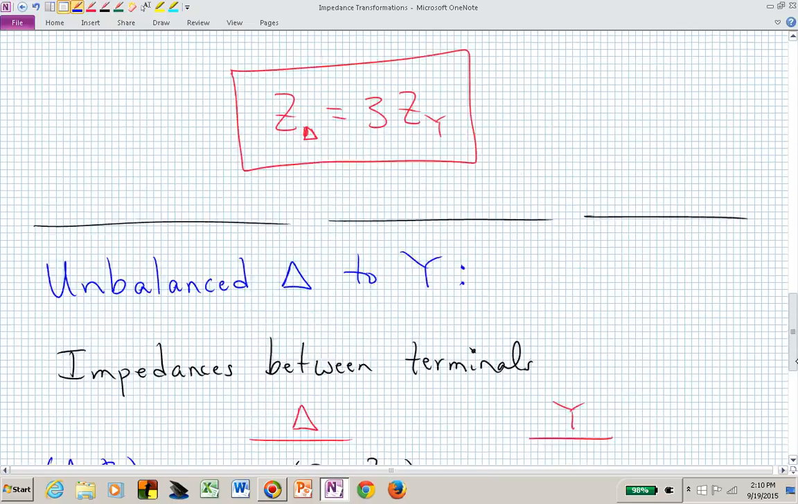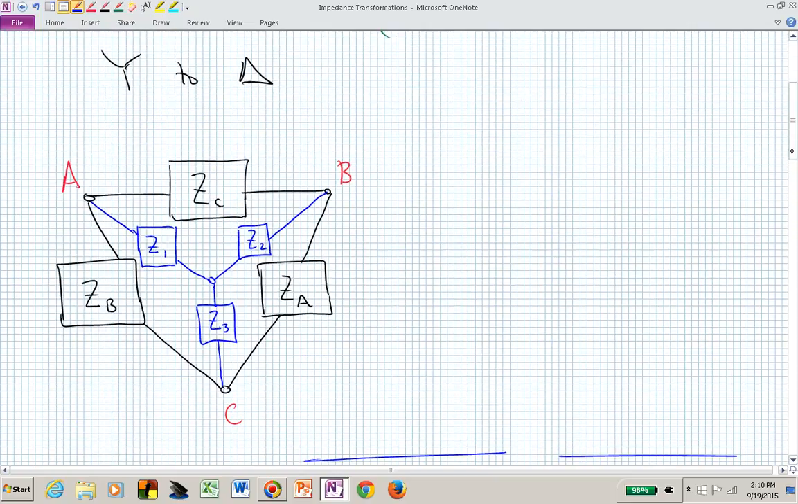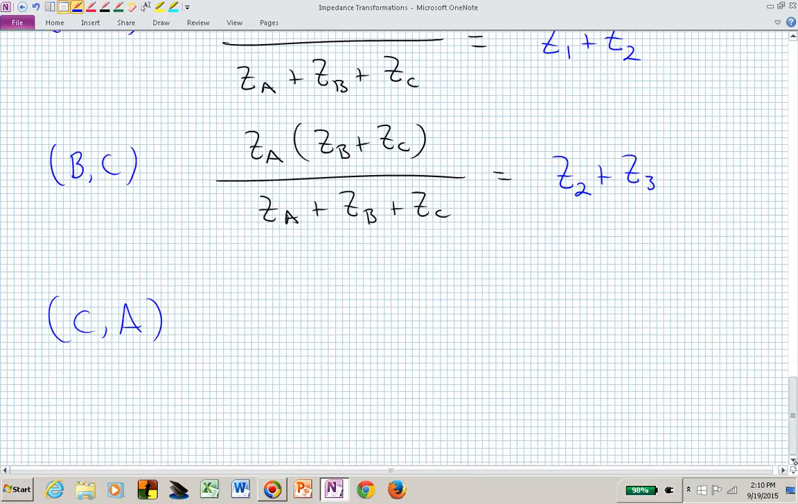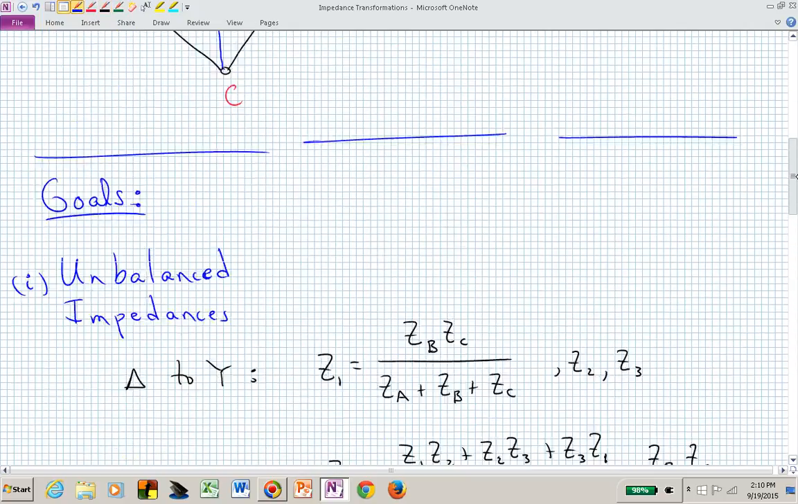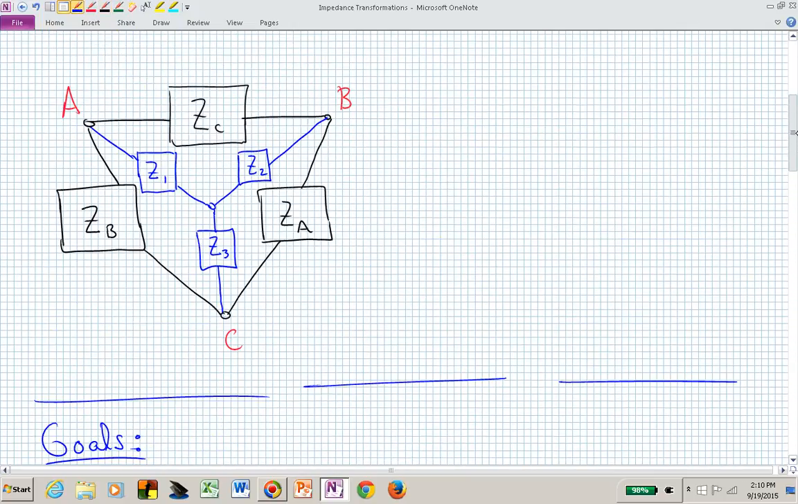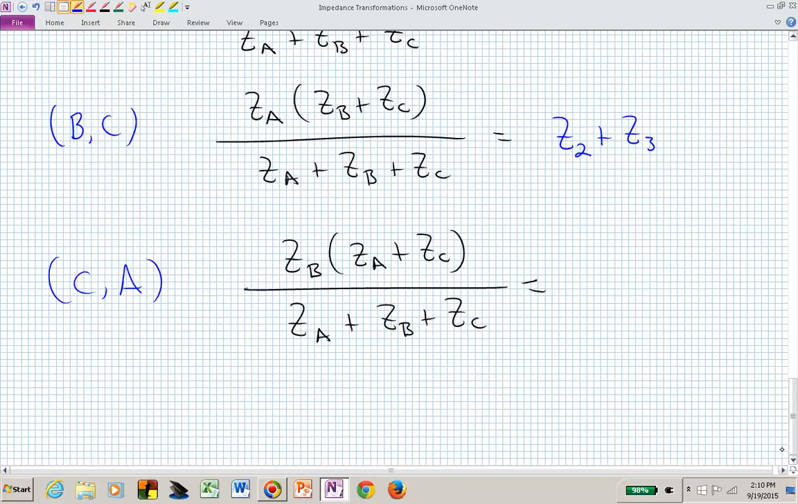Finally, if we look at C to A, now we have Z sub B in parallel with Z sub A plus Z sub C in the delta configuration. Which produces this formula. And that's now equal to, between terminals C and A, Z1 plus Z sub 3.